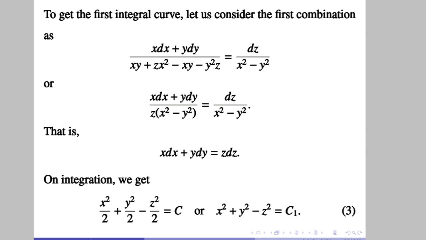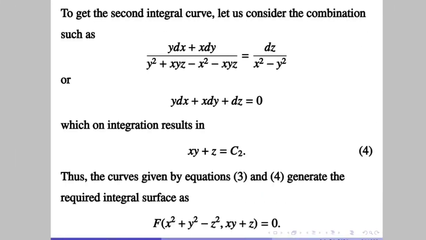Here we are combining like this, x dx plus y dy divided by xy. So if you multiply x to both the denominator as well as numerator, we are getting this form, and here we are taking only the last term dz by x square minus y square. So x square minus y square gets cancelled, and then we are getting x dx plus y dy is equal to z dz. Then the first solution is x square plus y square minus z square is equal to c1.